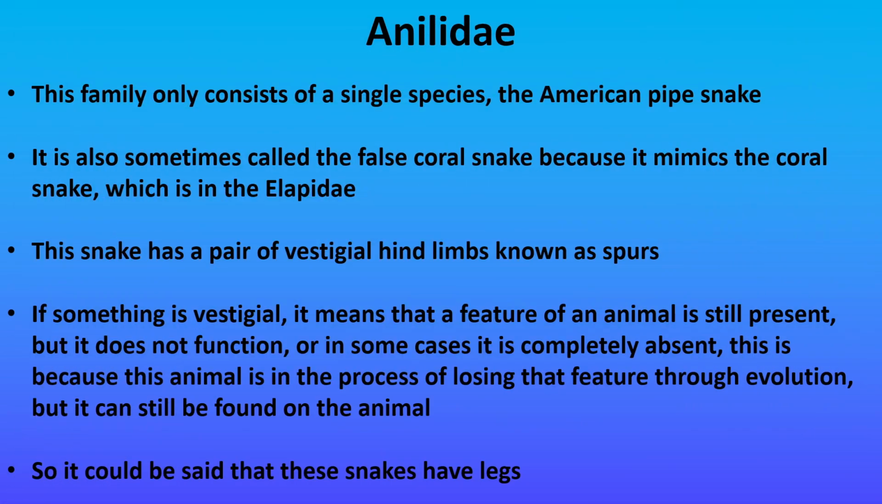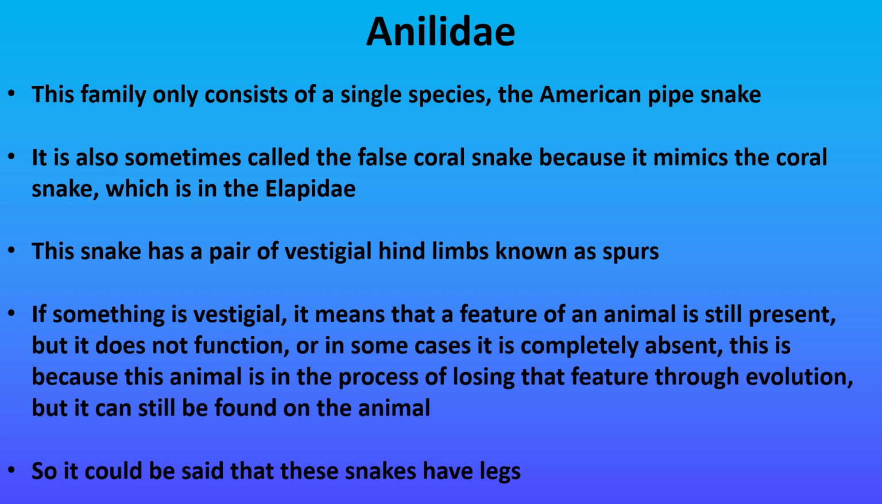So let's start with the Annelidae. This family only consists of a single species, the American pipe snake. It is also sometimes called the false coral snake because it mimics the coral snake, which is in the Elapidae, and we will talk about the Elapidae later.